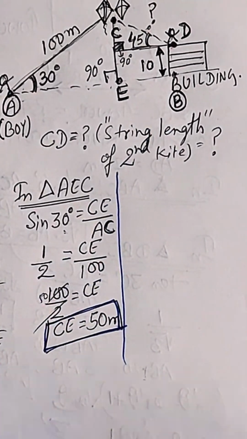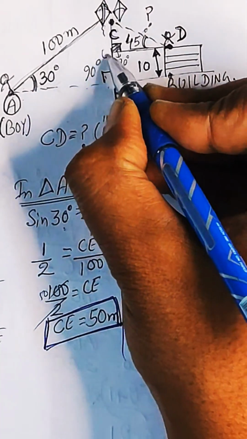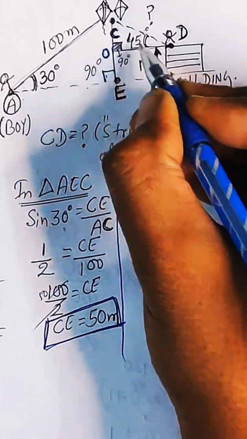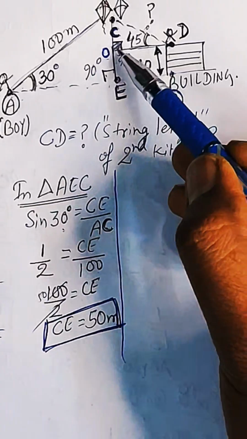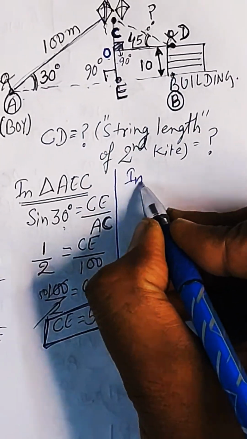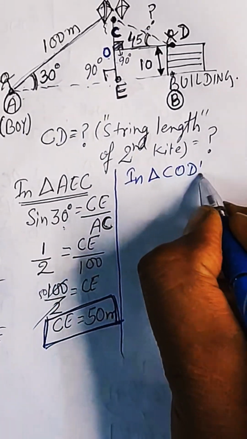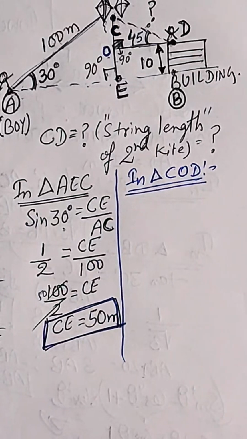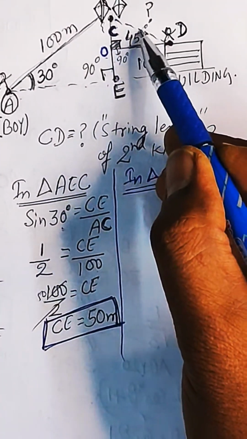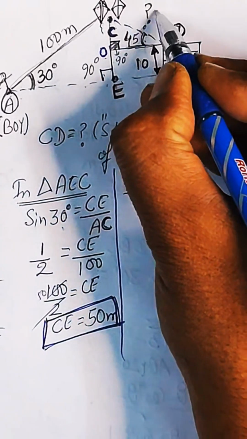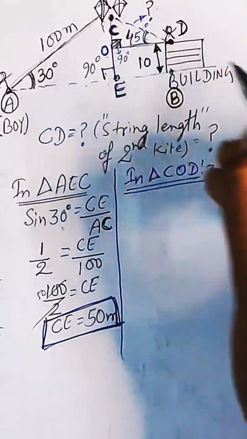Now, just take another triangle. Which triangle? Triangle C, let us say this is O. COD, right? Now, if you consider the second triangle COD, then we can say this is also a right triangle. In the triangle COD, you can see we are going to calculate the string length, right? So that is a variable to us. Which one? This one, CD, right?